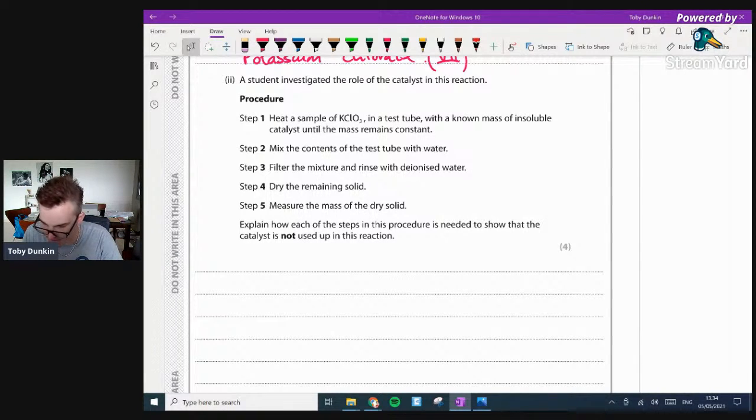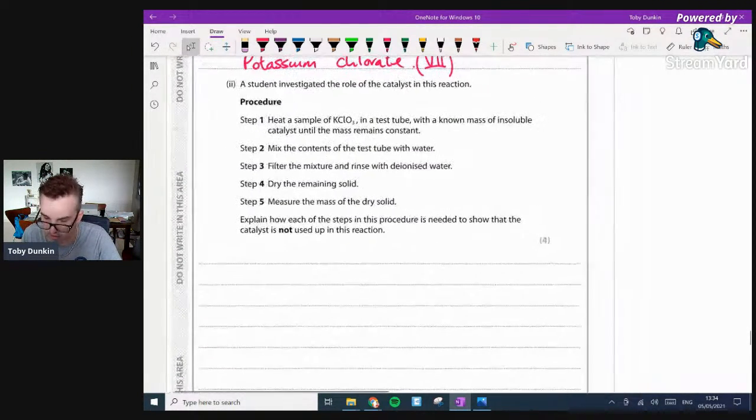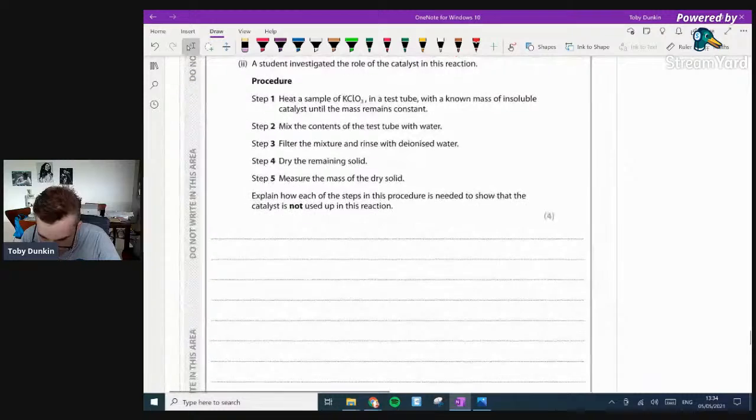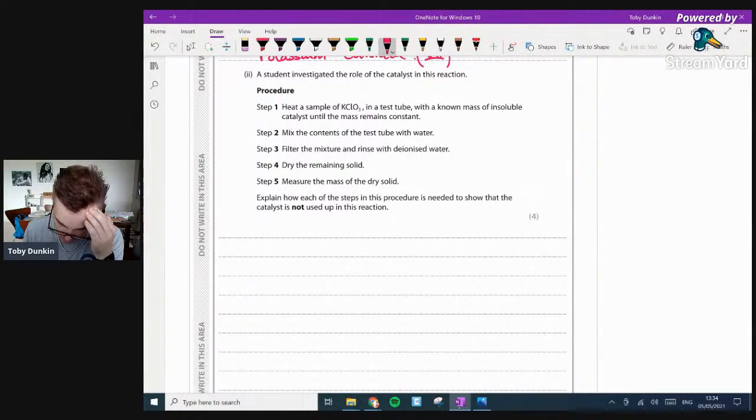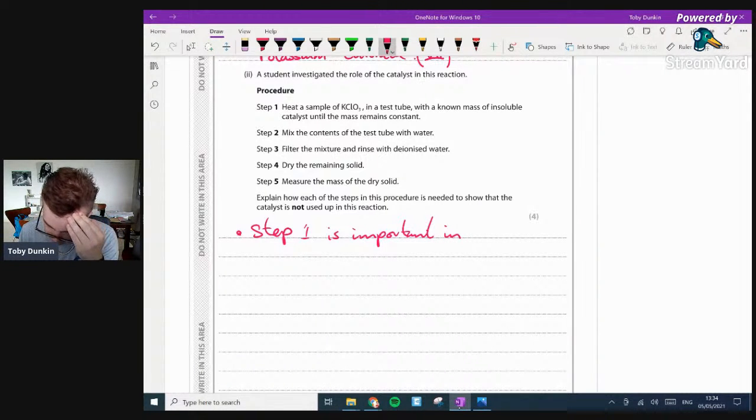Explain how each of these steps in the procedure is needed to show that the catalyst is not used up in the reaction. Okay. So step one is important in measuring, you want to see that it's not used up. Step one is important.